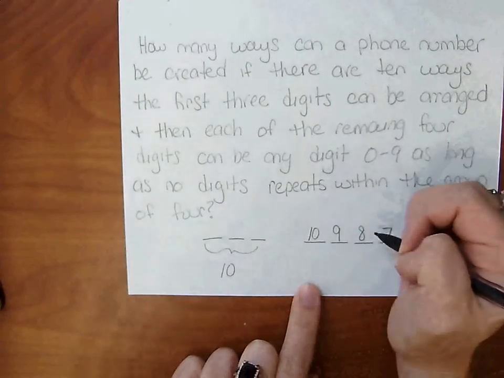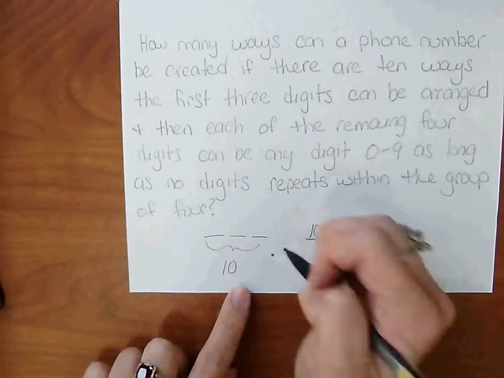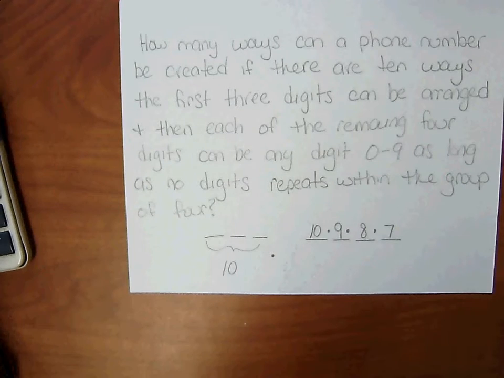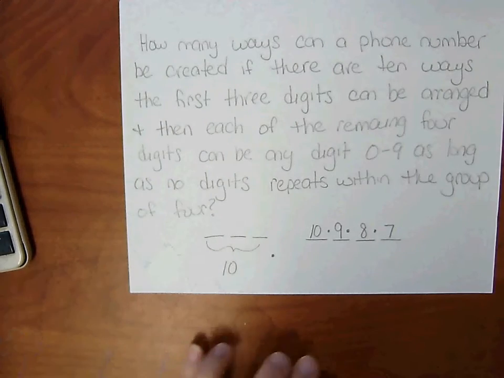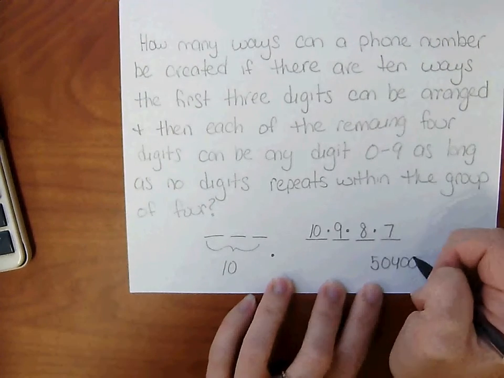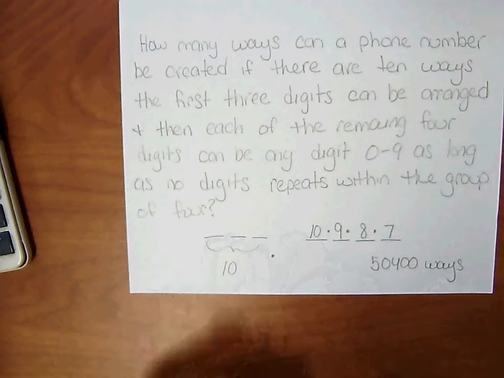Again, multiply these together, and do not forget to multiply the 10 to represent the arrangement for the first 3 digits. Multiply everything together, and there are 50,400 ways we can create a phone number with these restrictions.